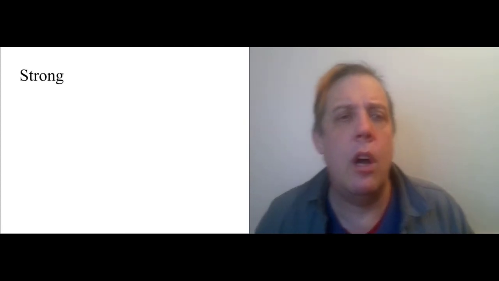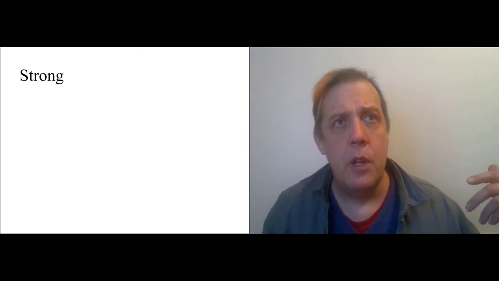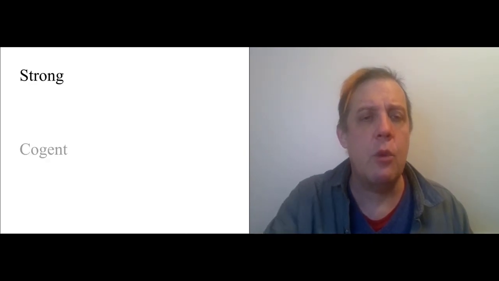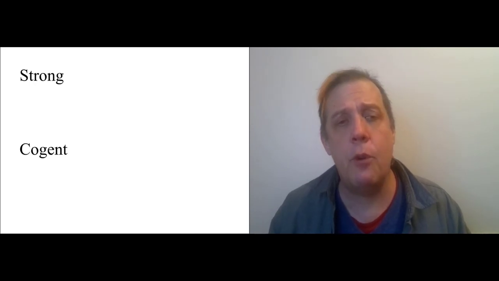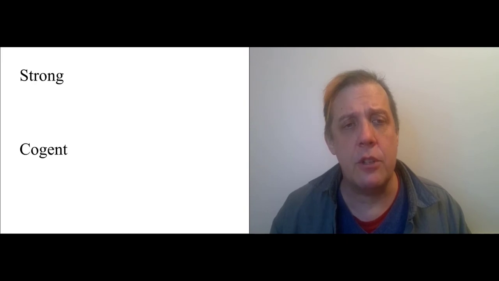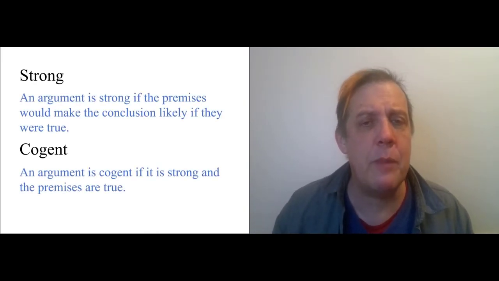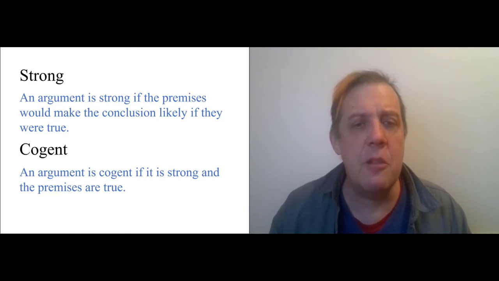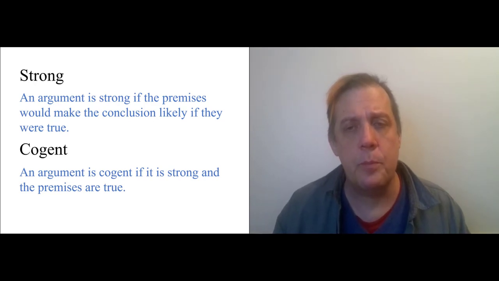So, an argument can be strong. We now have three terms. Valid, sound, strong. And then we want to introduce another word, cogent. Cogent is the equivalent of sound for arguments that are strong. So an argument is strong if the premises would make the conclusion likely if they were true. And then an argument is cogent if it is strong and the premises are true.